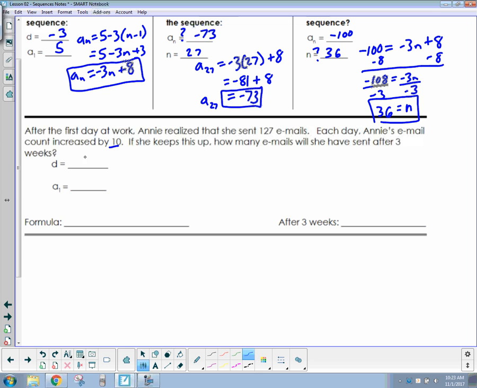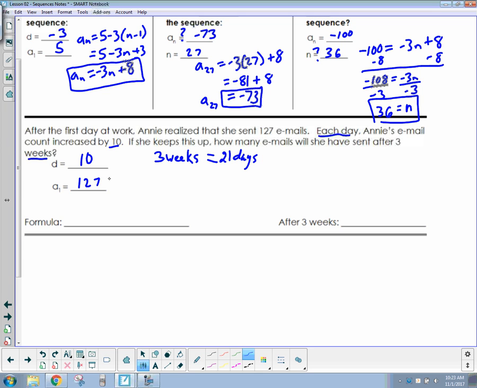Now, this is talking about each day, but they gave us 3 weeks. So we need to convert 3 weeks into days. Now, I'm going to go ahead and tell you, there's 7 days in a week, so 7 times 3 is 21 days. Okay? Now that we have that number, we know we started off at 127, so let's put that right here. Now we can write a formula.